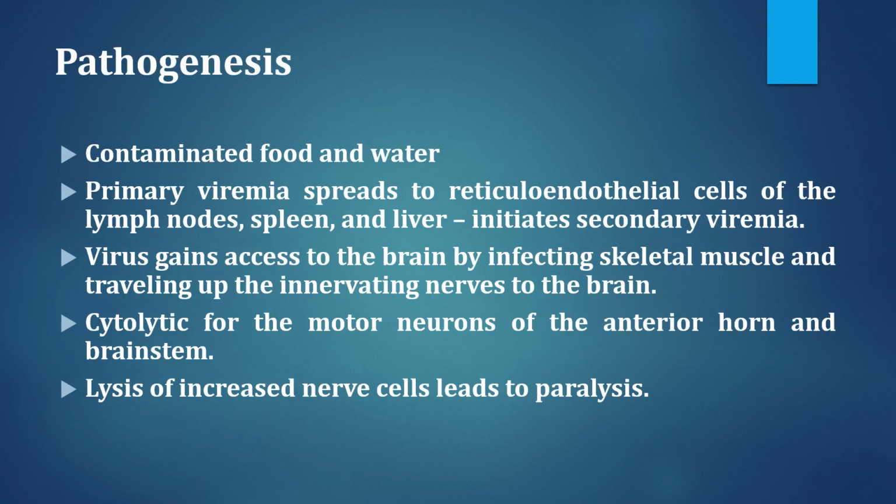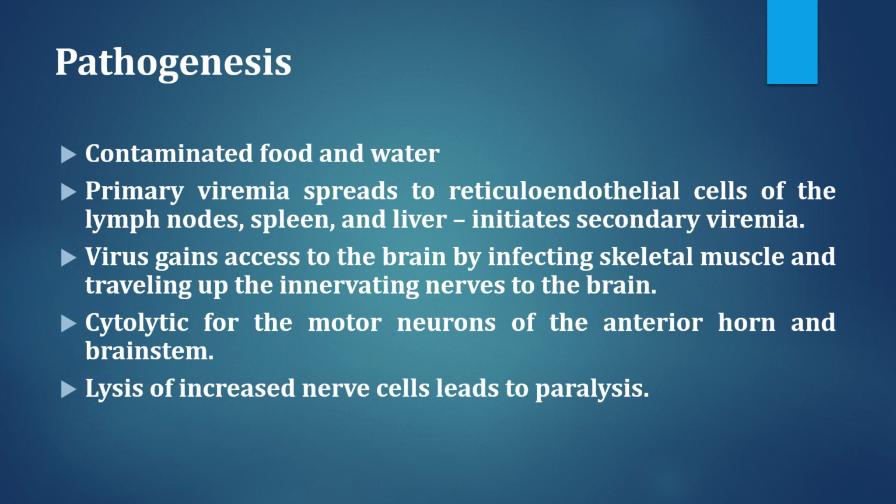Pathogenesis. The source of virion is contaminated food and water. After the initial replication in the upper respiratory tract, through primary viremia, the virus spreads to reticuloendothelial cells of the lymph nodes, spleen and liver, from where secondary viremia is initiated and the symptoms are observed.